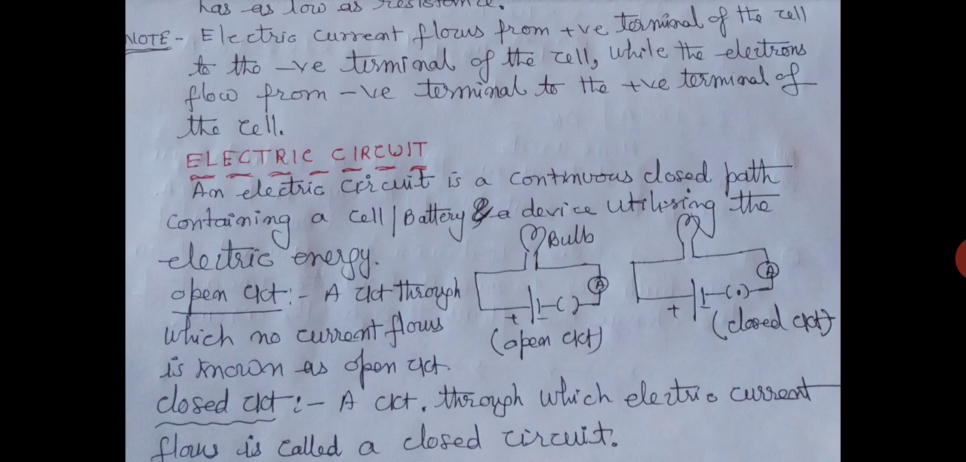In the figure 1, you see no dot is there in the key. It means the circuit is open. Switch is off. This is the meaning. When we switch on, we put a dot. It means circuit is closed and the current flows through the circuit.